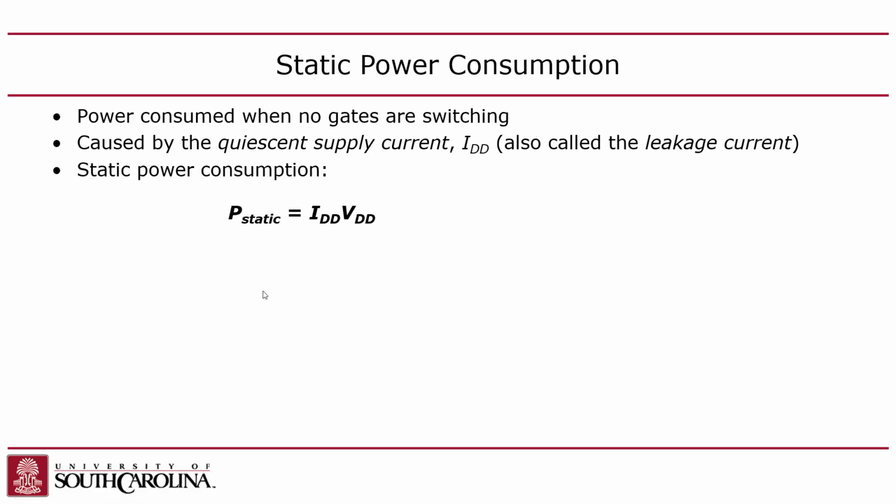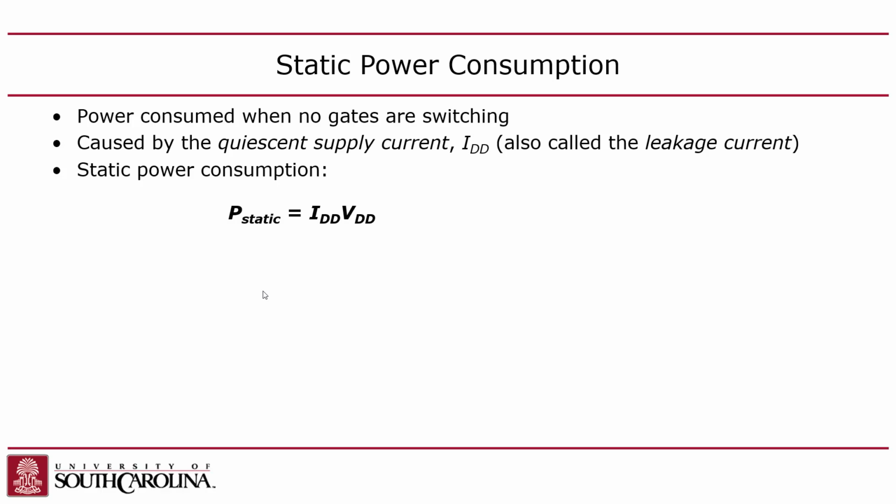Static power consumption is power that's constantly being consumed even when there's no switching behavior, and that's just the quiescent current I_VDD, which is leaking down from the power supply through the pull-up network and through the pull-down network, right? Coming all the way through.